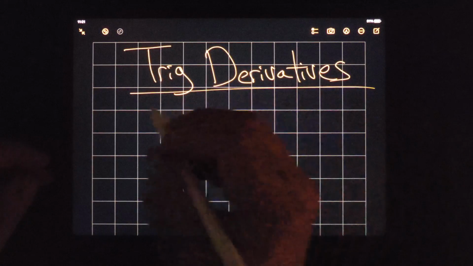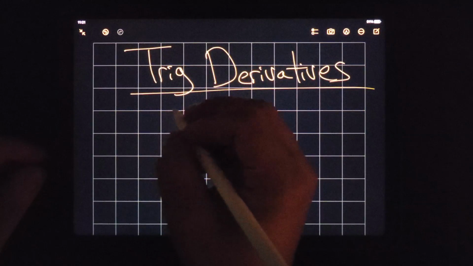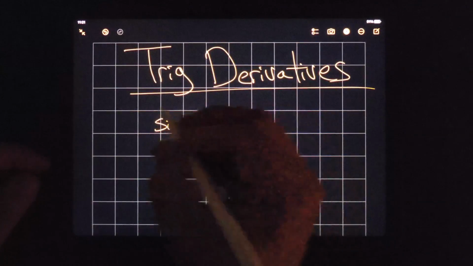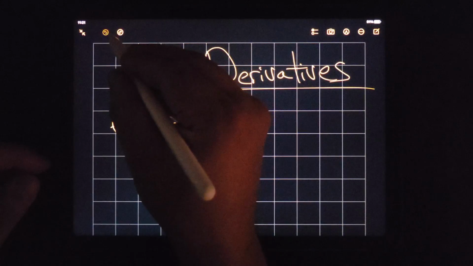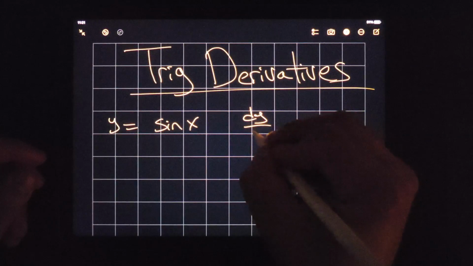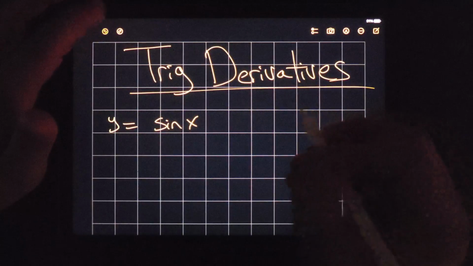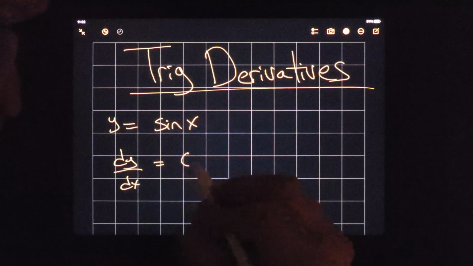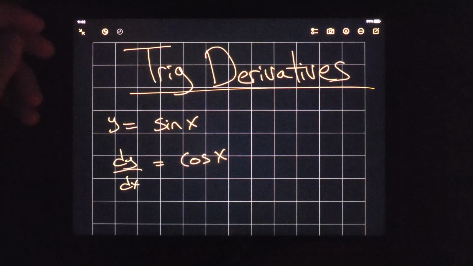So in this video we're going to start doing the derivatives of trigonometric functions. So, you know, we have sine x. Let's just get right into it. If you have y equals sine x, the derivative is going to be cos x. The derivative of sine x is cos x.